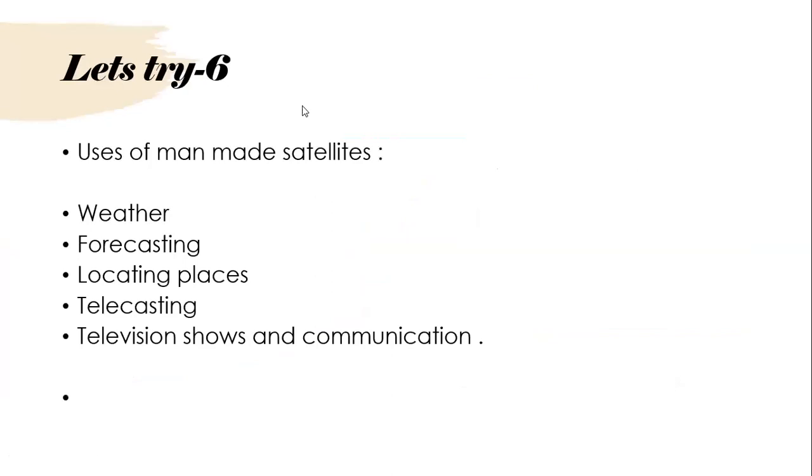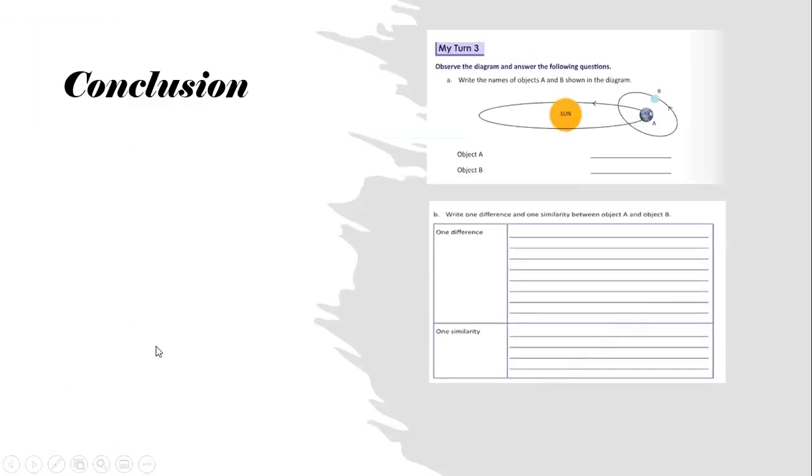We have seen the uses of man-made satellites in the video. We'll recapitulate again. Uses of man-made satellites are weather forecasting, locating places, telecasting television shows, and communication.